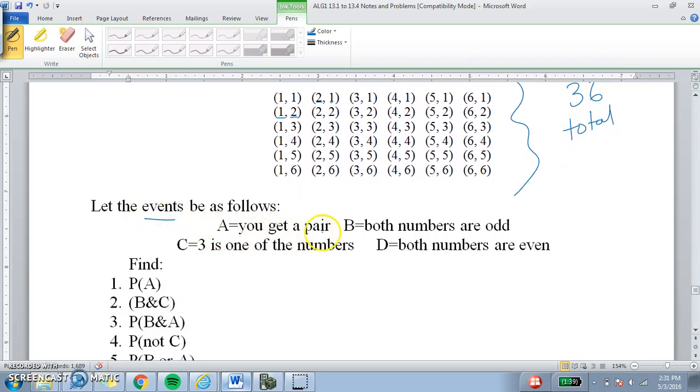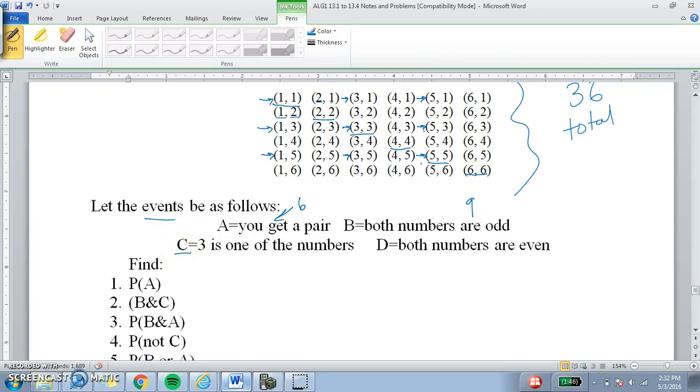We're going to look at these different events. Event A is that you get a pair. Let's count up how many possibilities are a pair. I could have a 1 and a 1, 2 and 2, 3 and 3, 4 and 4, 5 and 5, or 6 and 6. That's 6 pairs, so there are 6 ways that event A could happen. Event B is that both numbers are odd. Here I've got two odd numbers. None of the 2's, because 2 is even. Could be 3 and 1, 3 and 3, 3 and 5. None of the 4's, because 4 is even. 5 and 1, 5 and 3, 5 and 5, and then none of the 6's. Counting that up, that's 9 options for both numbers being odd.